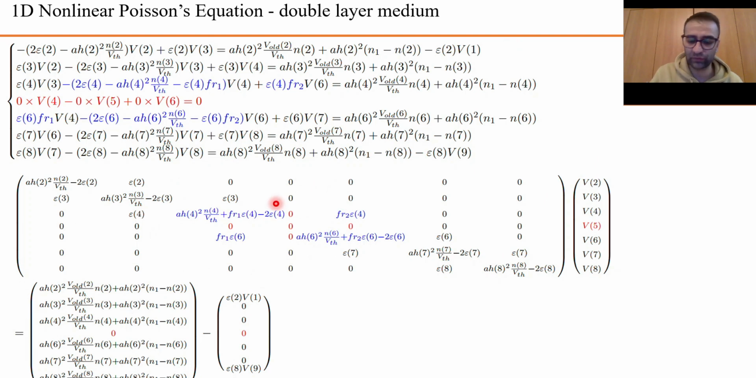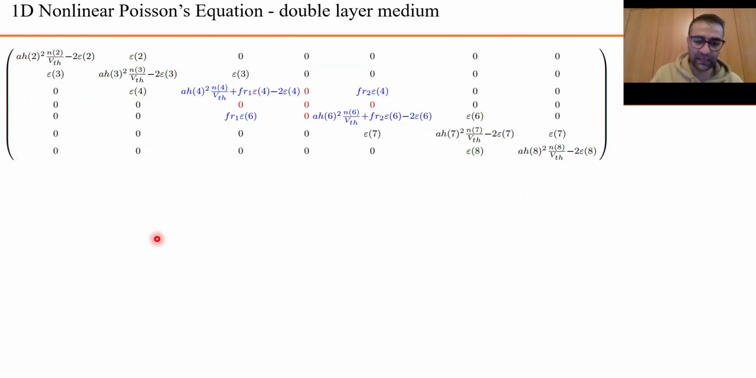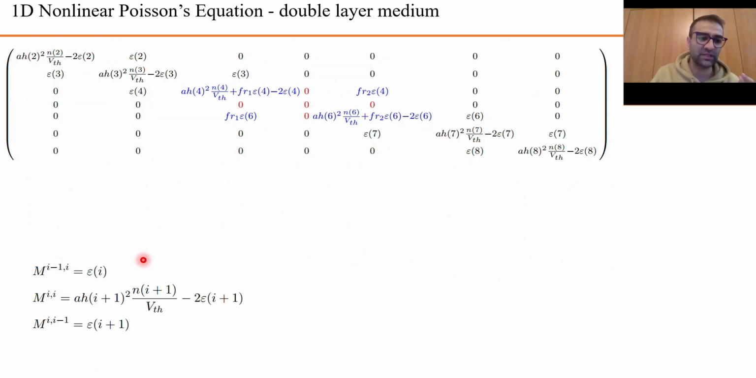And if we have a look at this matrix, we have learned that we can generate such a matrix if we do not have any internal boundary condition. We saw that we can generate this matrix by these commands, or let's say by this equation. You can easily check, for example, when I is 2, M22 will be this term, and that is nothing but AH3 squared times N3 over V thermal minus 2 epsilon 3. I is 2, therefore epsilon I plus 1 will be epsilon 3.